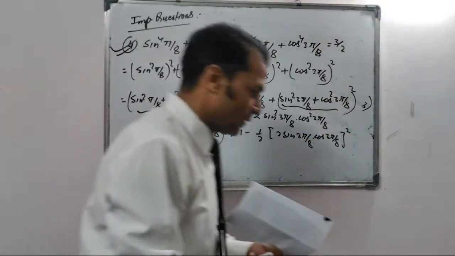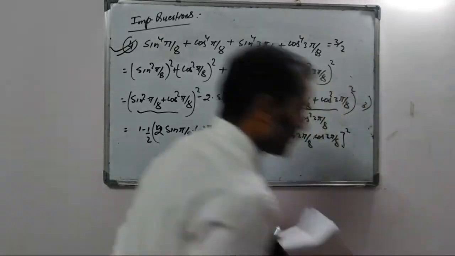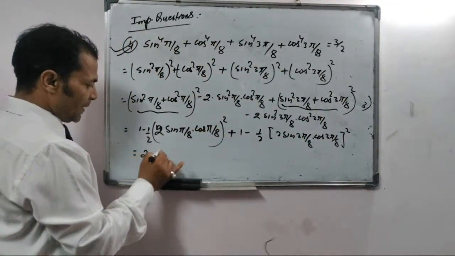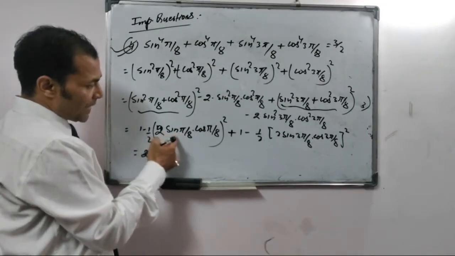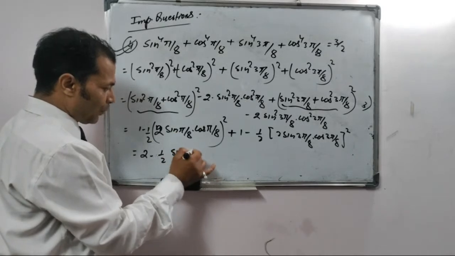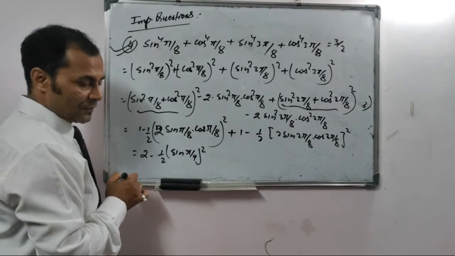Right, I don't know what's happening, let me refresh it. Okay, so 1 plus 1, 2 minus 1/2. See this, 2 sin cos equals sin 2a, sin 2 times pi by 8 भनेको pi by 4 हो. How many of you understood this? Right.